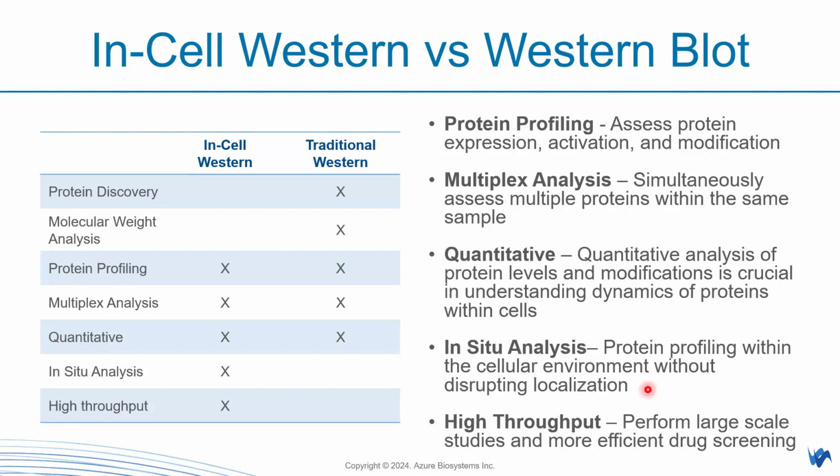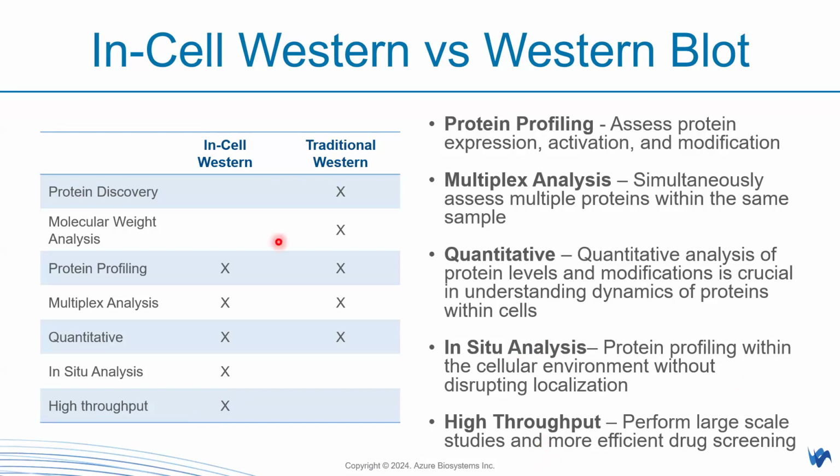So in-cell Western, because we do not change the living conditions of the cells, we proceed to the fixing and permeabilization straight away. So that will allow you to profile the proteins within the cellular environment. And of course, finally, it gives you high throughput data where you can perform a large scale study and also work more efficiently in terms of drug screening, compound screening, and so on and so forth.